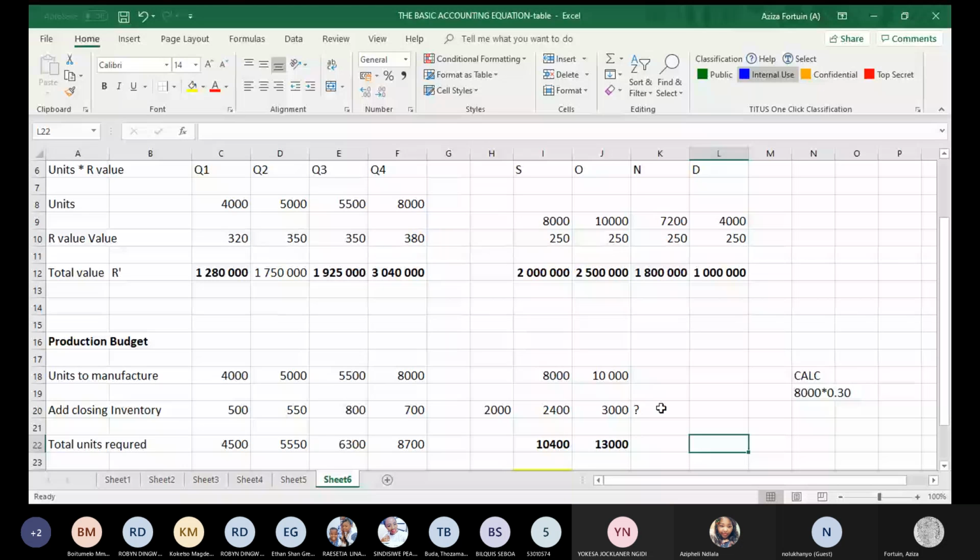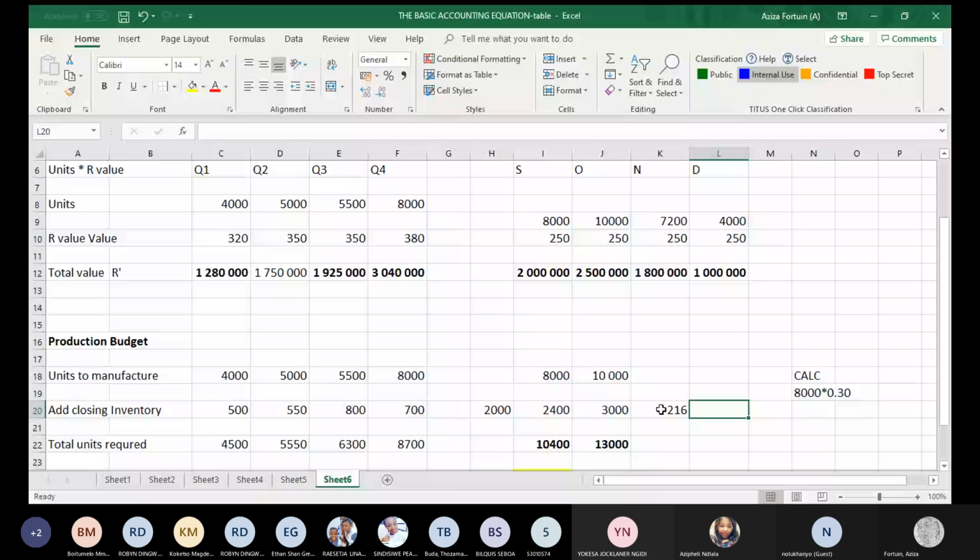Does everybody see the logic in this? What would my units to be manufactured be here? 7,200 and 4,000. Okay. 9,360 and 5,260 when we do all the months. So what will this one be here? No, not 5,000.